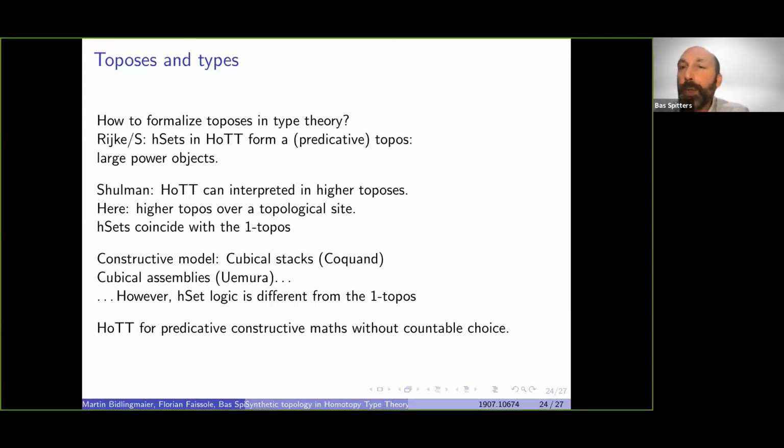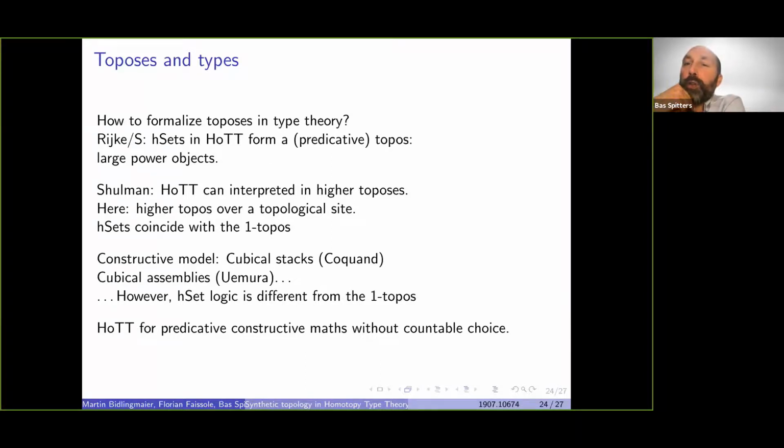Now it has been proved that homotopy type theory can actually be interpreted in higher toposes. So these are in particular toposes where you also have universes. So here what we could do to interpret the whole thing, including the universes and all the higher structure, is to take the higher topos over a topological site. And then the h-sets would actually correspond to this.